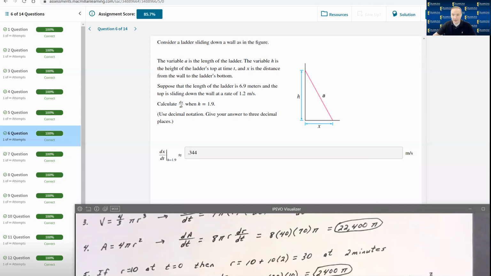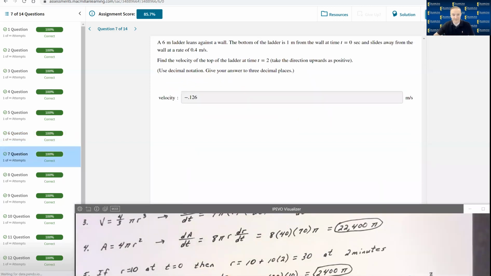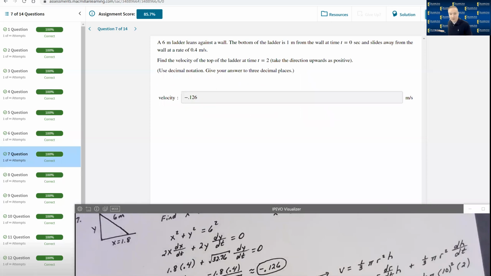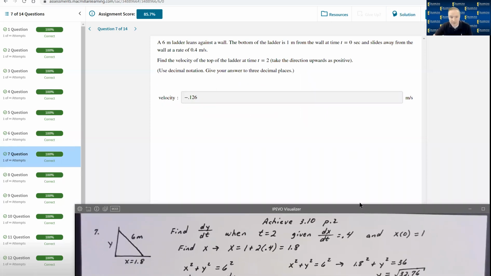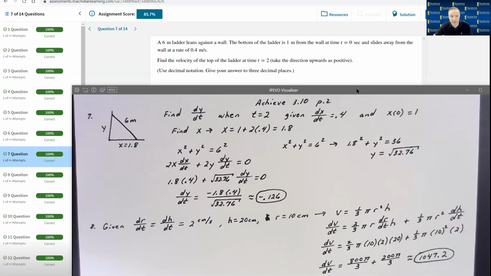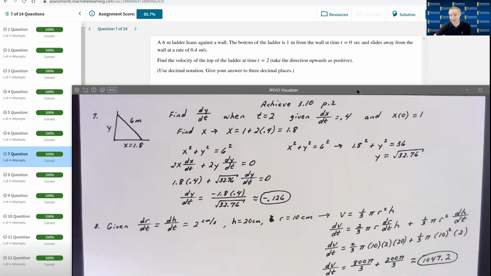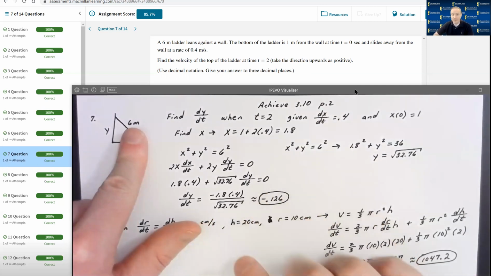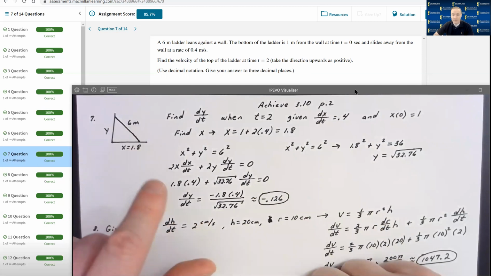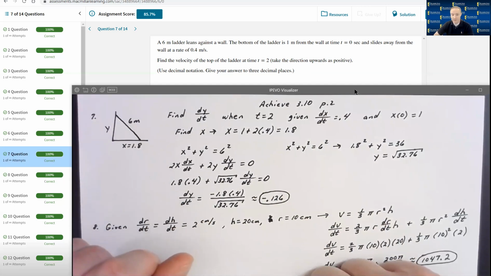Now, up next, we are looking at number 7. Let me make this a little bigger to where you can see my work now. Number 7, similar. It says a 6-meter ladder is leaning against a wall. The bottom of the ladder is 1 meter from the wall at time t equals 0 and slides away from the wall at a rate of 0.4 meter per second.